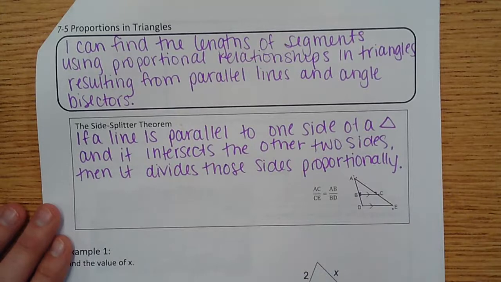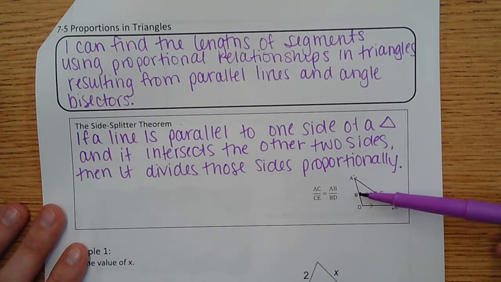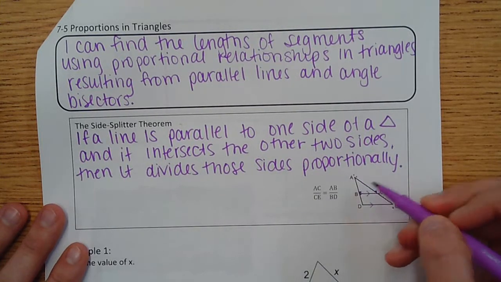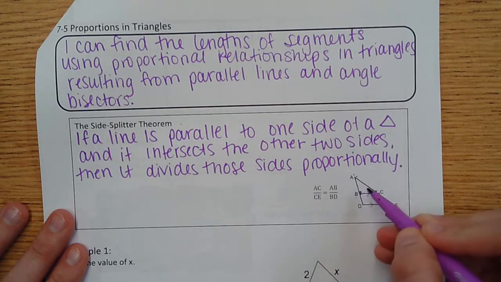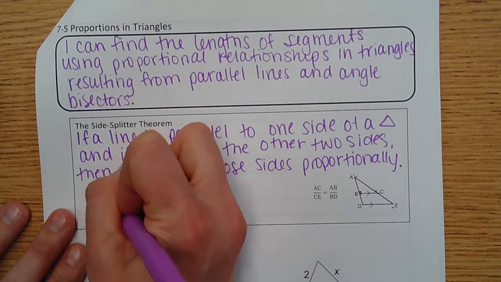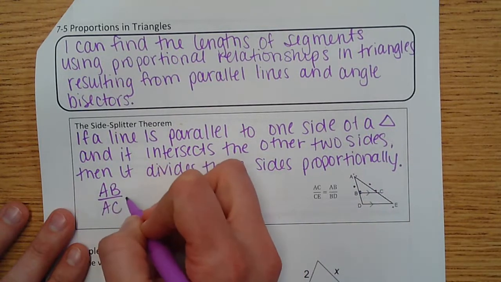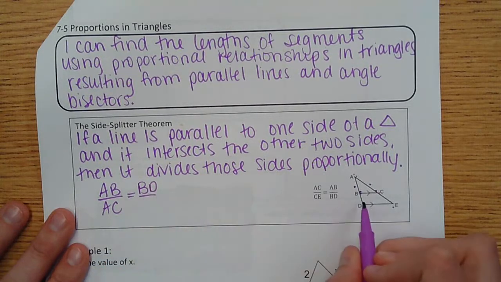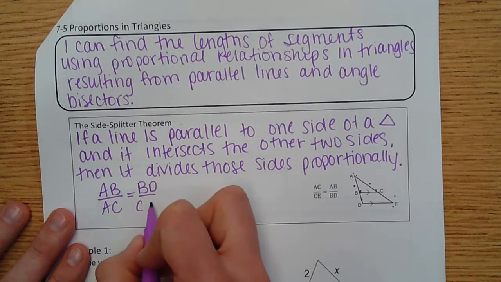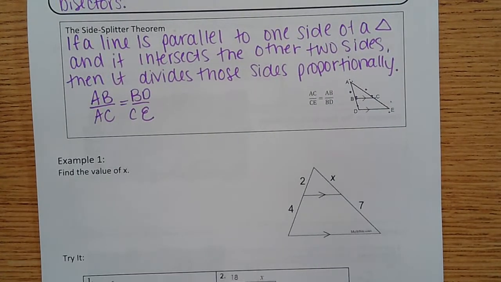So some of the other things we might see, we could say that AB over AC is going to be equal to BD, this little piece here, over CE. All right, so there's two different ways that you could set up the same problem. So let's try this with example 1 here.